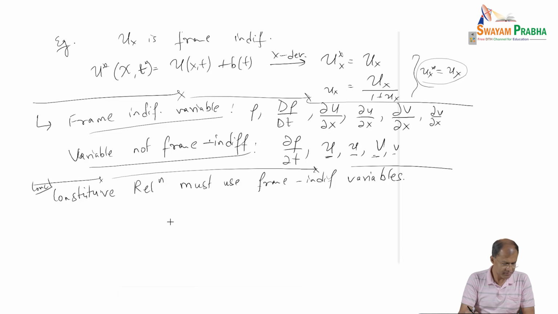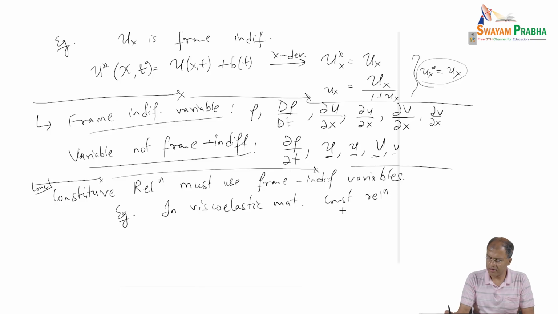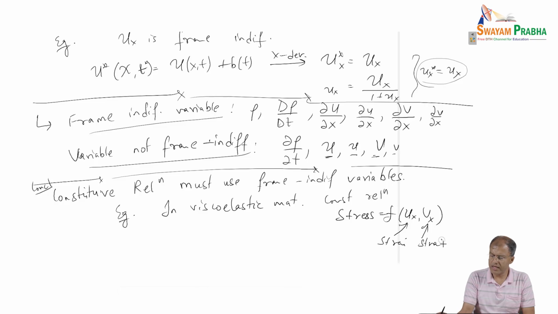So for example, we will see that in the case of viscoelastic material, which we will introduce in 2 modules later, the constitutive relation comes out to be that stress is a function of ux, both the derivative of the displacement and the derivative of the velocity. So we have both the strain and the strain rate appearing in the constitutive relations for viscoelastic material, to be seen a few modules later.